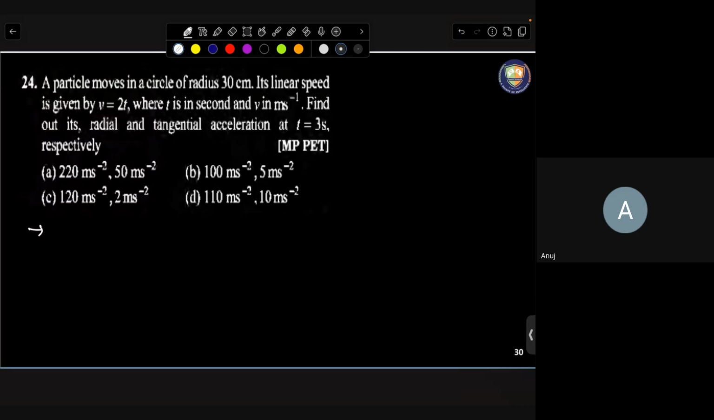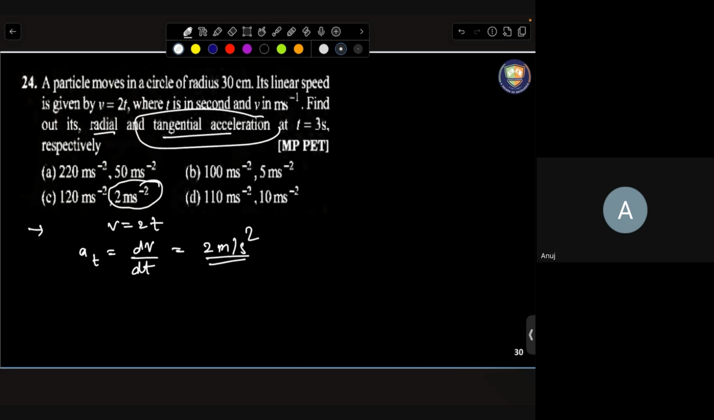So the question is saying basically v equal to 2t is given, and they are asking radial and tangential acceleration. So we should know what tangential acceleration is, which is nothing but dv by dt. So if you can see, it is nothing but 2 meter per second square. And you can see that only one option is having 2 meter per second square. That is for tangential, so you need not solve for the first one also. But if you want to solve the first one, that is also easy.